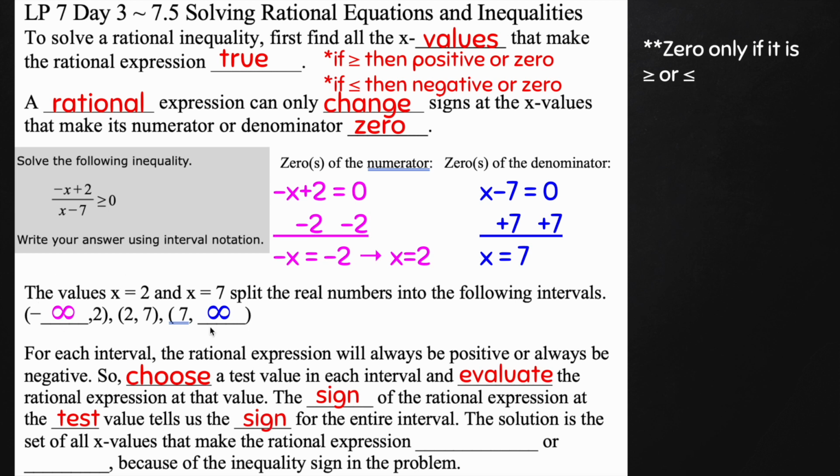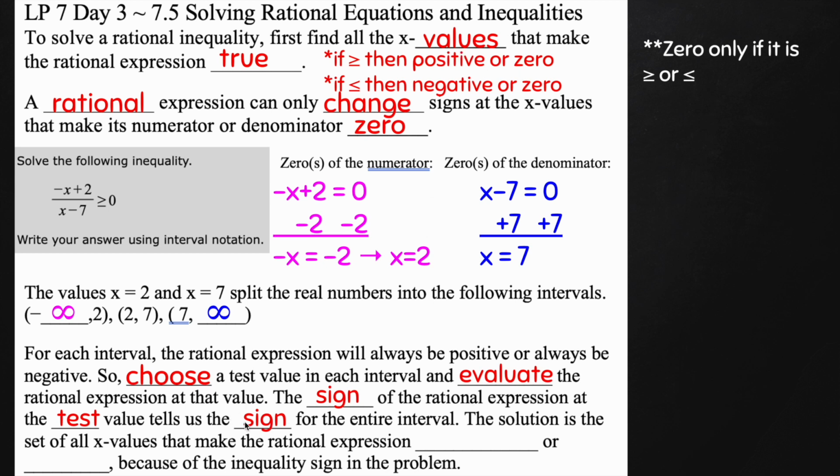Remember, we're looking for things that are greater than or equal to 0. So if I test a point here, like 1 or 0, something like that, and I get negatives, that wouldn't work. But if I get positives, that interval works, because I'm looking for positives.